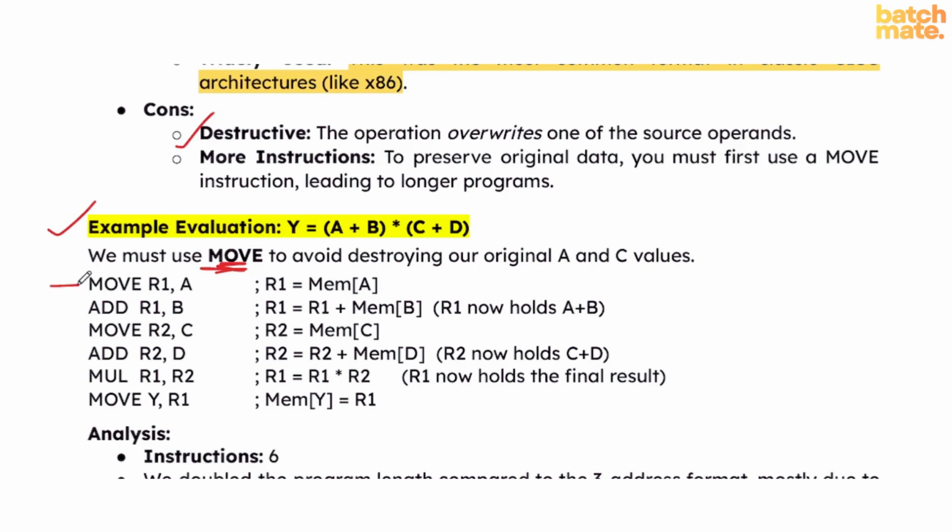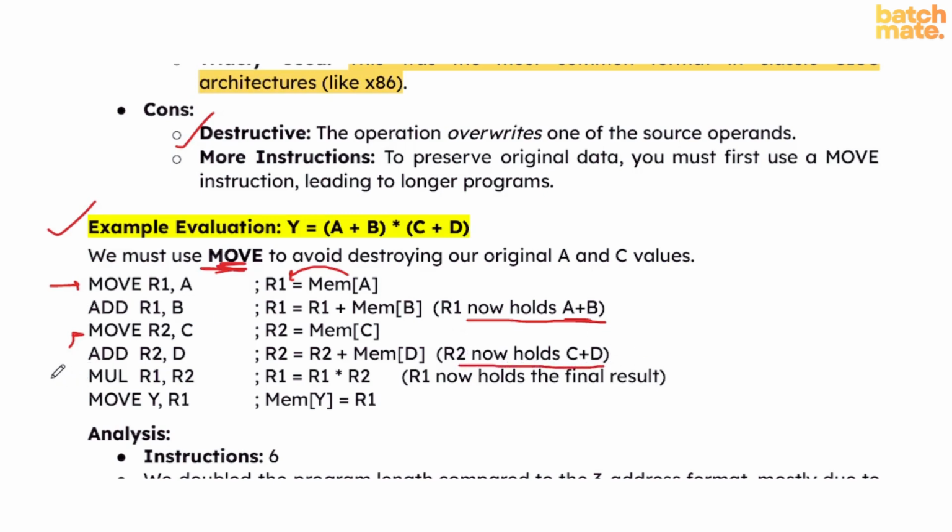Step 1. We can't just say add A, B because that destroys A. So first, we copy A into a register. Move R1, A. So now register R1 has the data of A. Then add R1, B. Now R1 has A plus B. Step 2, same thing for C and D. Move R2, C, add R2, D. Now register R2 has C plus D.